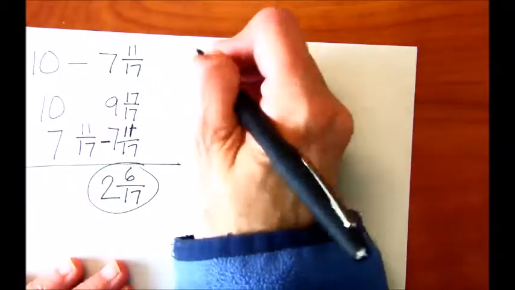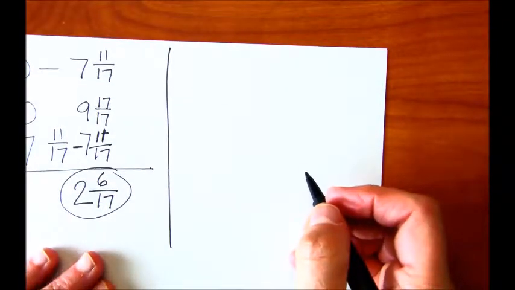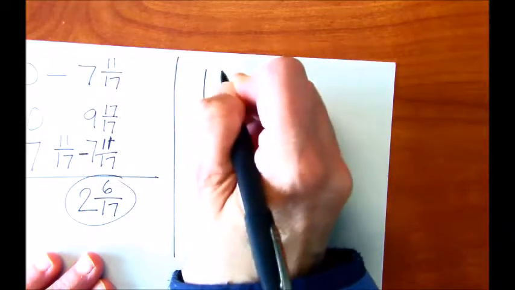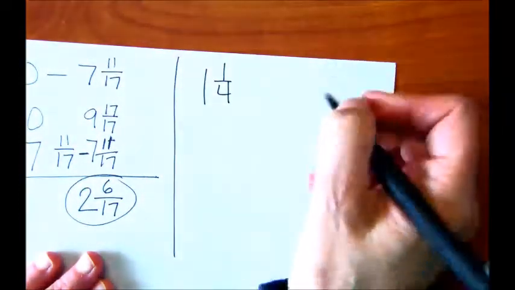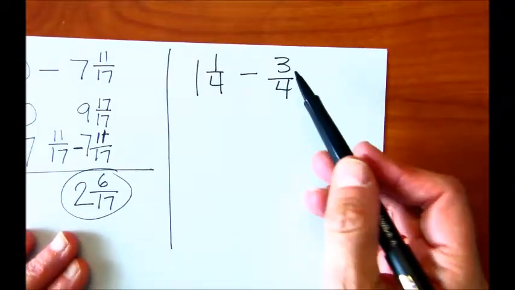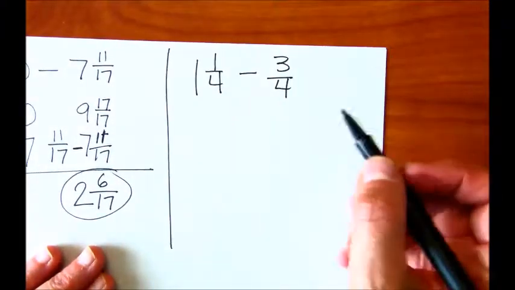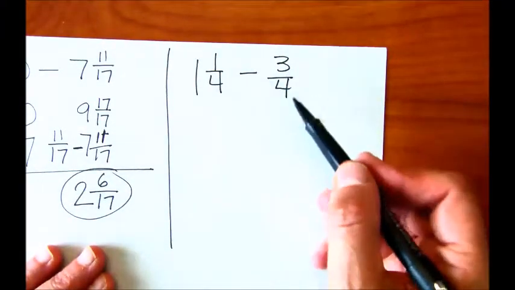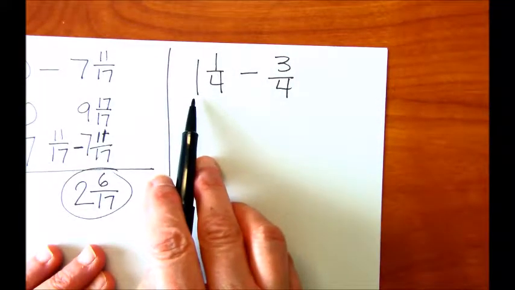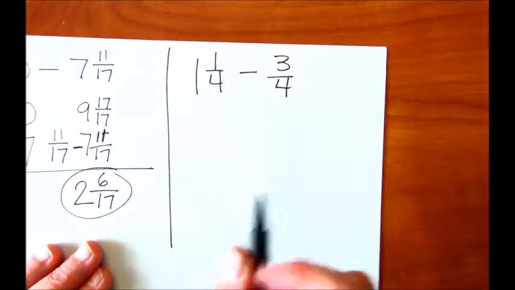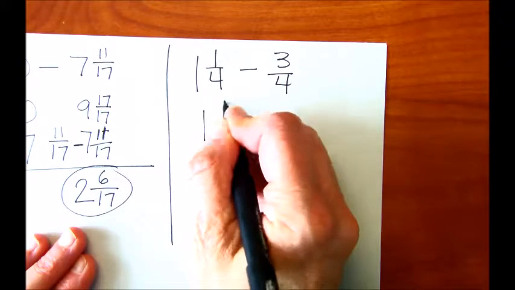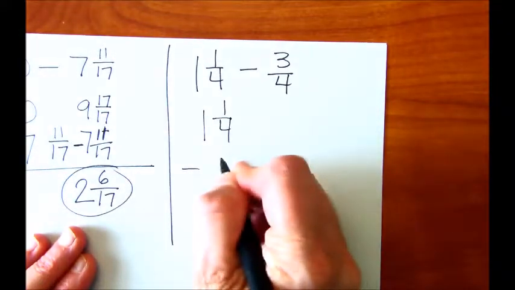Now let's do one more of these borrowing problems. This one is actually a mixed number. So let's say we have 1 1/4, and we want to take away 3/4. Now notice we don't have to find a common denominator like the last one, but I want to, because I'm trying to make it easy and to show you how we can borrow even though we have a fraction here. So I'll go ahead and rewrite it. So 1 1/4 minus 3/4.